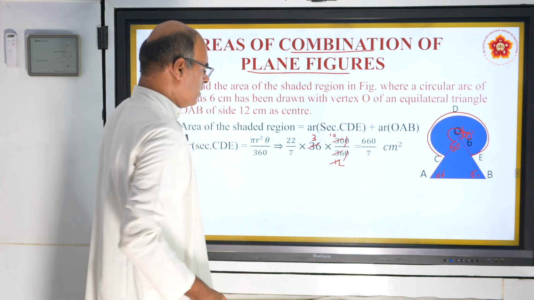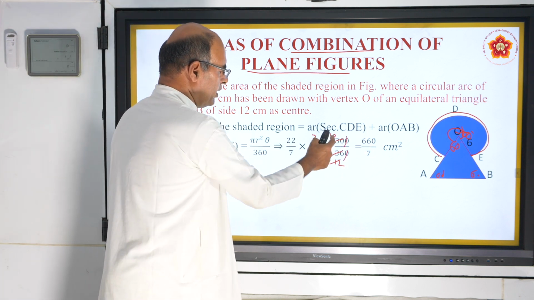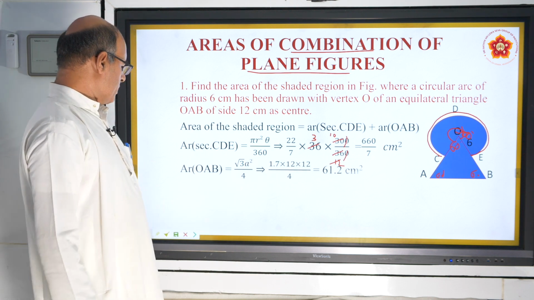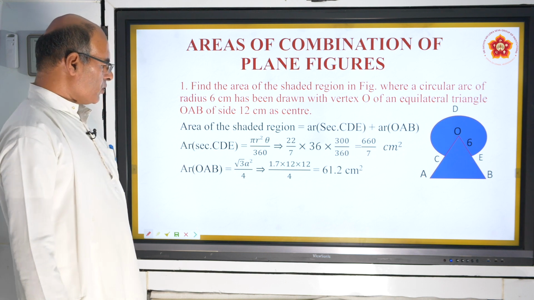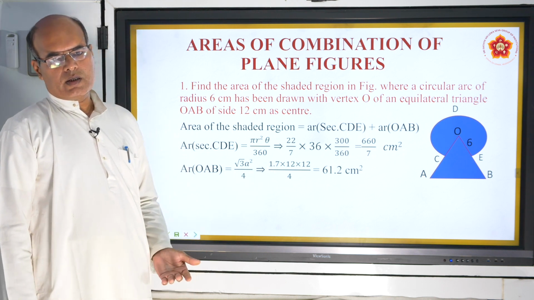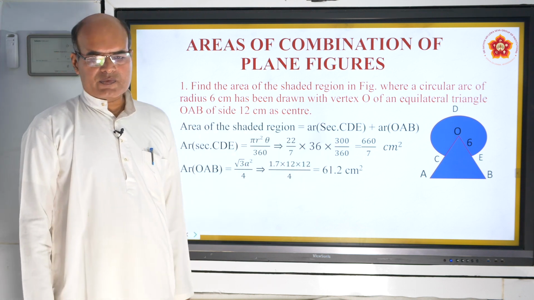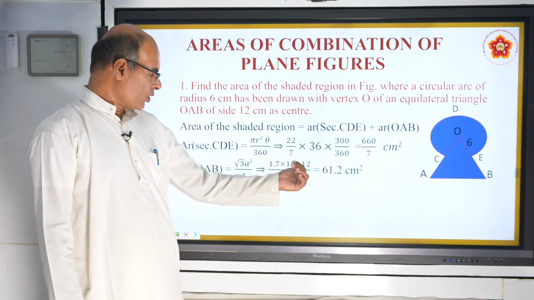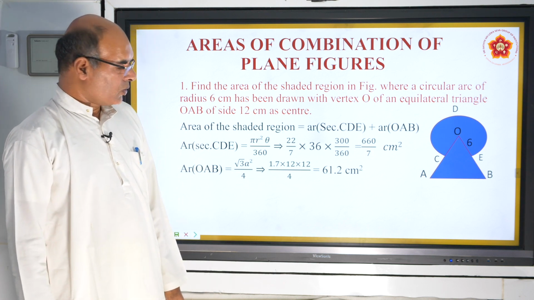Yes, you can calculate it. 3 to the 6, that is 66, and then 10, 660 divided by 7. Now calculate the area of the equilateral triangle, which is root 3 a square by 4. Root 3 is 1.73, approximate value. Here a, the length of the side of the equilateral triangle, is 12 centimeter. 12 into 12, a square is 12 into 12. So simplify, you get 61.2 centimeter square.